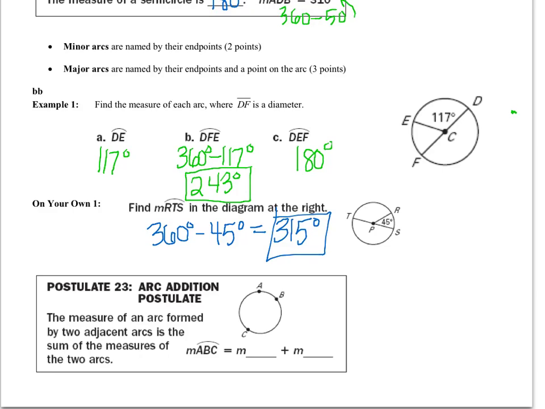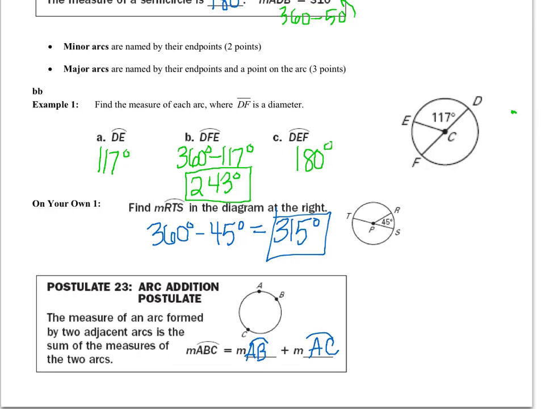Postulate 23 is the arc addition postulate. The measure of an arc formed by two adjacent arcs is the sum of the measures of the two arcs. So if we have two arcs that are next to each other, we can add them together to find the total. The measure of arc ABC equals the measure of arc AB plus the measure of arc AC. We can add those two smaller arcs together to find the value of the larger arc.